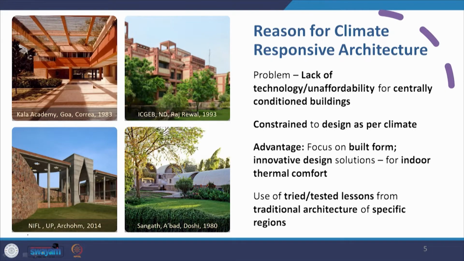Let's see why this kind of climate responsive architecture developed in India. Our constraint turned out to be our blessing. The problem was that there was a lack of technology or unaffordability with regard to centrally conditioned buildings in India. As a result of that, the architects were constrained to design in accordance with the climatic conditions. And the advantage of that was that there was a focus on the built form. The built form itself had to be climatically responsive.